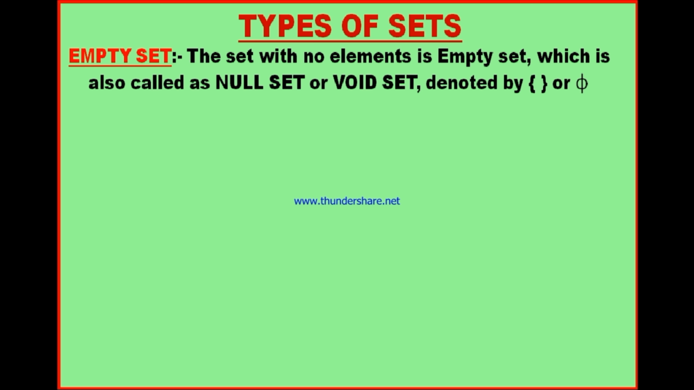The set with no elements is called an empty set, which is also called a null set, or a void set, and it is denoted by set brackets with no elements or the symbol phi. You should read this as phi. An empty set means a set with no elements. It is represented by these curly brackets without any element, or the letter phi.